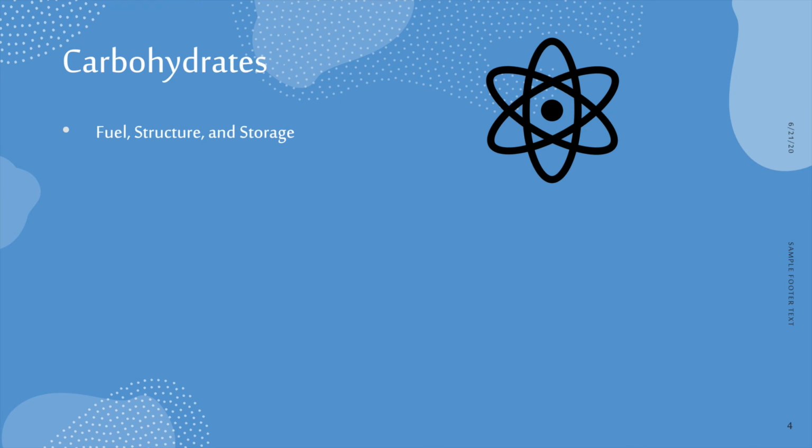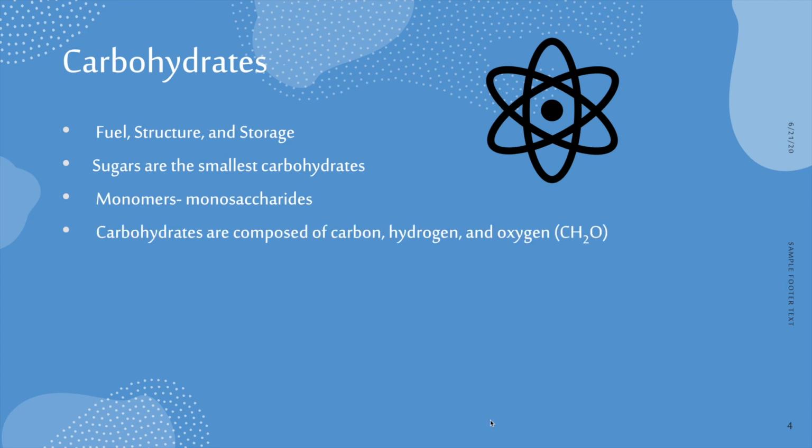The primary functions of carbohydrates in organisms are fuel, structure, and storage. Sugars are the smallest carbohydrates. The monomers of carbohydrates are called monosaccharides. Recall that mono means one and saccharide means sugar, so one sugar. Carbohydrates are composed of carbon, hydrogen, and oxygen, and there is always a 2-to-1 ratio between hydrogen and oxygen, so CH2O. So, when the AP gives you a molecular structure and asks you which of the four macromolecules it is, if there is a 2-to-1 ratio of hydrogen to oxygen, then it is likely a carbohydrate.